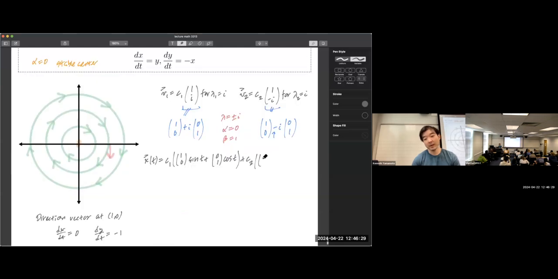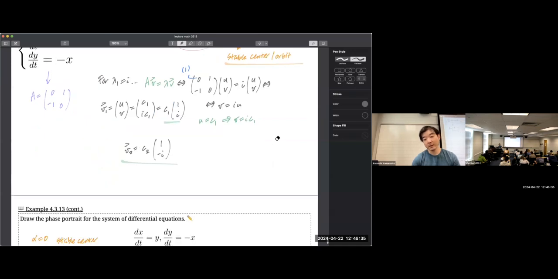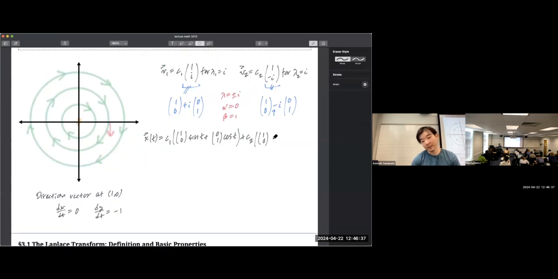So it's going to be your A vector, cosine of t, minus the B vector 0, 1 sine of t. Yeah, that's fine. So that would be the full solution to this if you were to write it out.